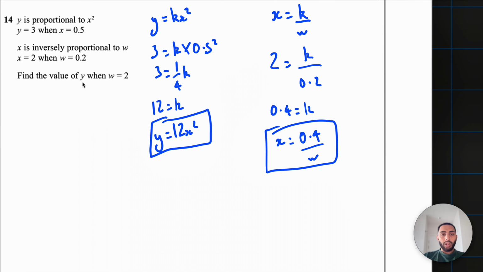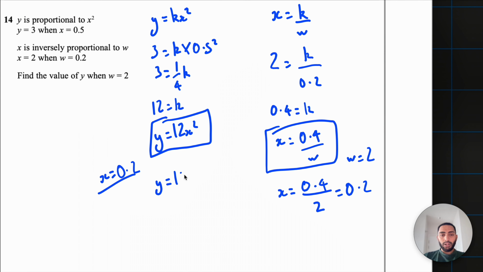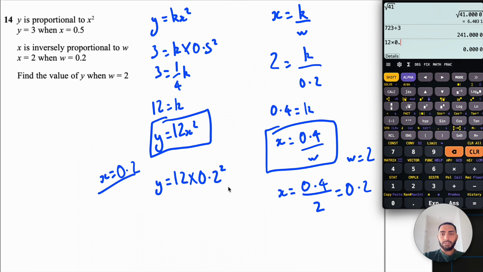Find the value of y when w is equal to 2. So I need to find this value of y, but I know this value. So I need to substitute into this one first, and then I'm going to substitute that value into here. So w is 2, so x is equal to 0.4 divided by 2, which is 0.2. So now I know x is equal to 0.2. I can substitute it into this one. Y is equal to 12 multiplied by 0.2 squared. I'll do that with my calculator. 12 times 0.2 squared is 0.48.